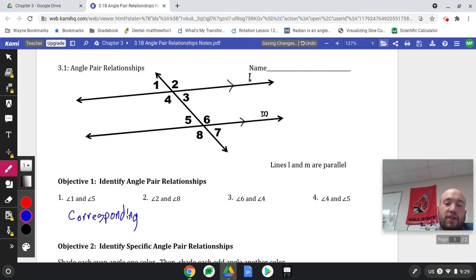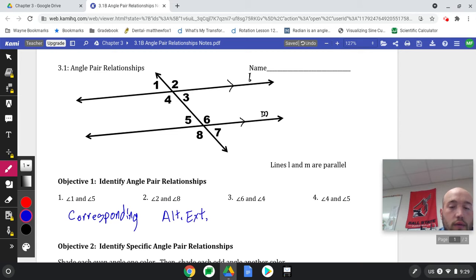So maybe pause it and try to figure out these next three. 2 and 8, they're on alternate sides of the transversal. They're on the outside, so alternate exterior. I'm just going to abbreviate that. Number 3, 6 and 4, these are on the interior. They're alternate interior.